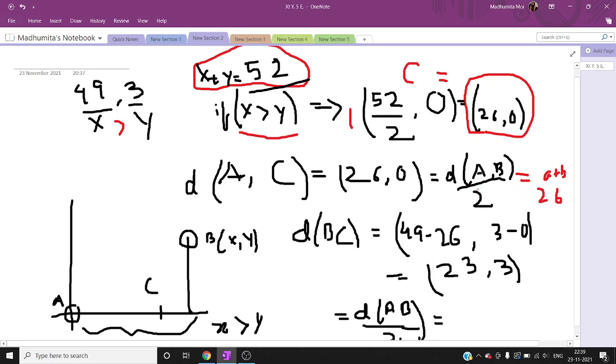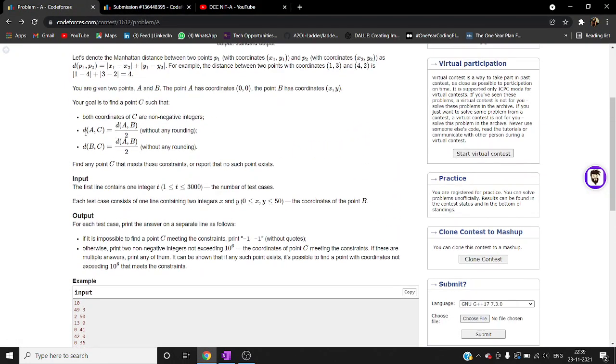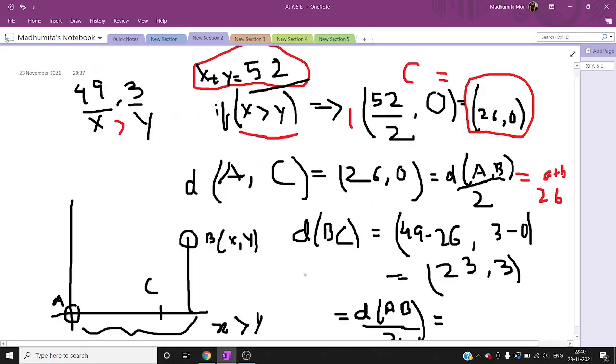Now we know that a given condition is that the distance of AC should be equal to the distance of AB by 2. Now what is the distance of AB? That is x plus y, 52. 52 by 2 is also equal to 26. So the condition is fulfilled.